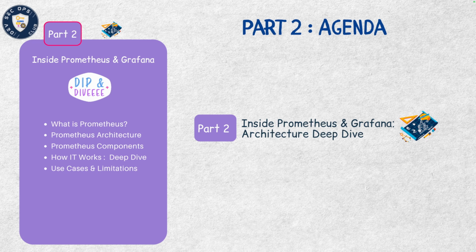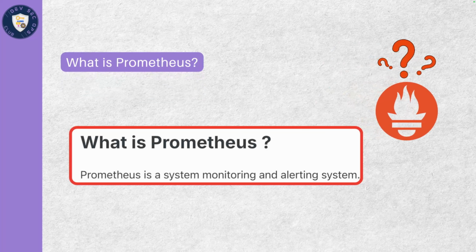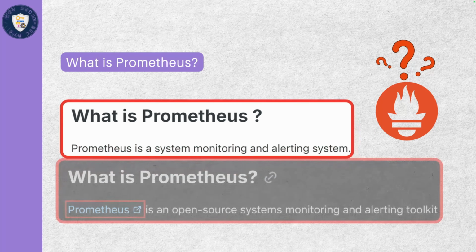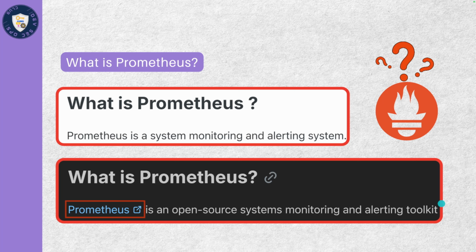What is Prometheus? Let's see, according to the official documentation, Prometheus is a system monitoring and alerting system. The official documentation also gives another definition: Prometheus is an open source system monitoring and alerting toolkit. Here, if you see, it says system monitoring and alerting system, and similarly over here as well, alerting toolkit. We already discussed what monitoring and alerting mean in great detail in part 1, and I knew this, that's why we had a dedicated part 1.